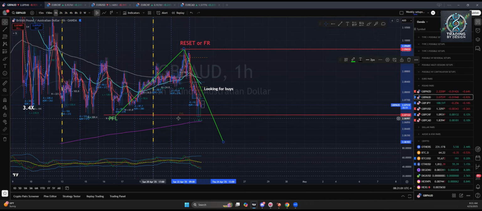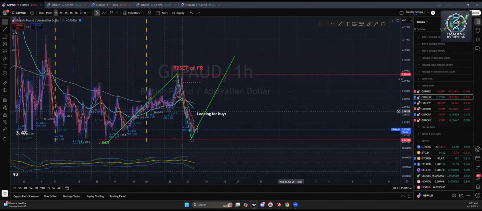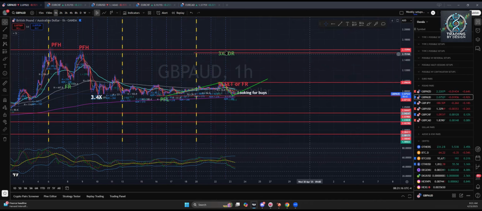So price breaks through this level here, it will be considered a reset. Now, if price decides to come back down here, push back up, this will be considered a failed reset here, creating a new peak formation low to get back to the 3 times ADR down here. I mean, up here. Next one.